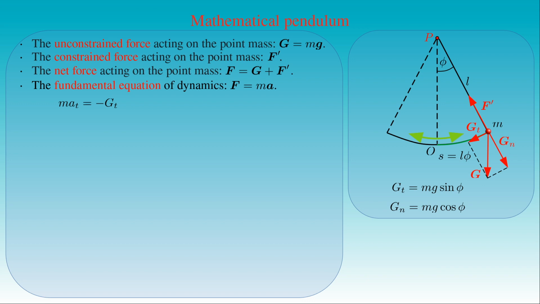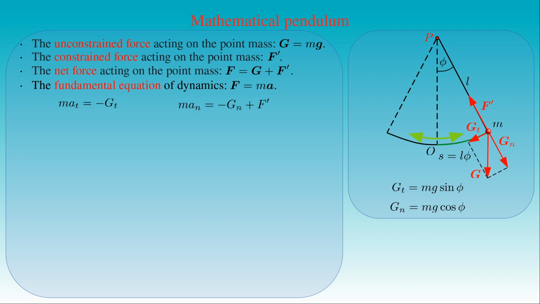Similarly, for the normal direction we can write that the mass m times the magnitude of the centripetal acceleration is equal to the magnitude of the normal component of the net force F, which is equal to minus the magnitude of the normal component of the weight G, plus the magnitude of the force F'. The minus sign in front of Gn indicates that the normal component of the weight G points in the opposite direction to the normal to the trajectory of the bob.